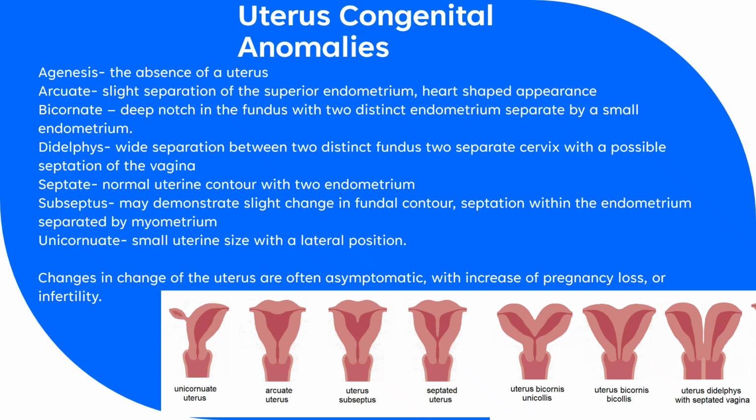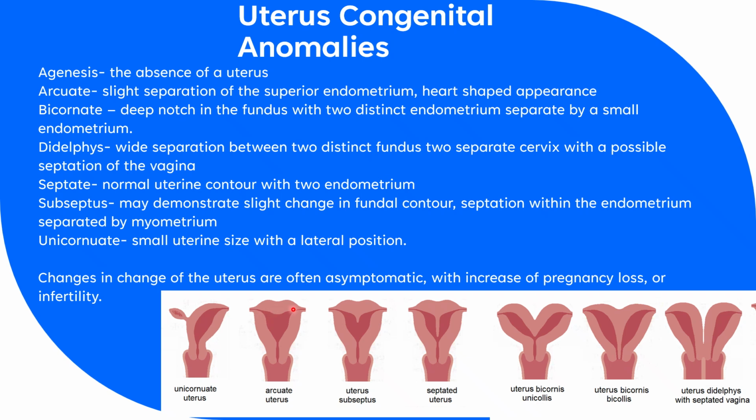Then we have arcuate. The arcuate is really that cute little heart shape when we are in transverse or sagittal, when we're scanning and we get that cute little heart shape appearance. There is just a very slight separation in the superior aspect of the endometrium. Guys, I'm right here on this one, if you're wondering. So we don't actually have a separation. It's just a little dip. It should bump up here, but instead it dips down. And so that's going to be our arcuate.